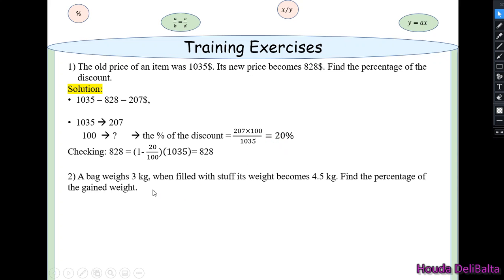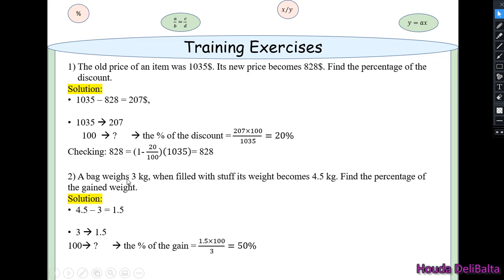Another example. A bag weighs 3 kilograms. When filled with stuff, its weight becomes 4.5 kilograms. So you notice that its weight increases by 1.5 kilograms. Find the percentage of the gained weight. So first of all, I have to subtract to get the value of the increase. So 4.5 minus 3 is 1.5. Now in the initial weight 3, the gain was 1.5. So what about 100? Then the percentage of the gain is 50% of the weight of the bag.